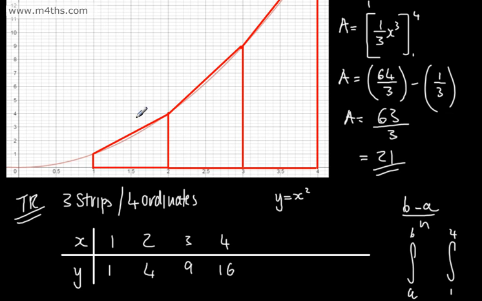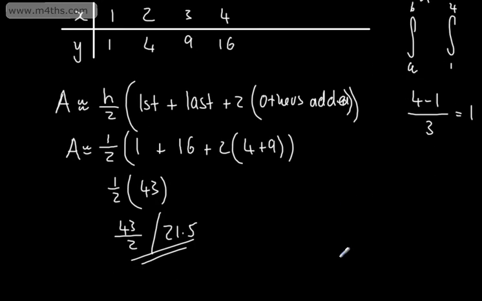As we said, this was going to be an overestimate because of the nature of the curve. This is concave, so it's going like that. So if I put a trapezium there, when we drew the line, it would be slightly over the curve each time. Remember, these trapeziums have to be of equal width. So this would give us an overestimate.